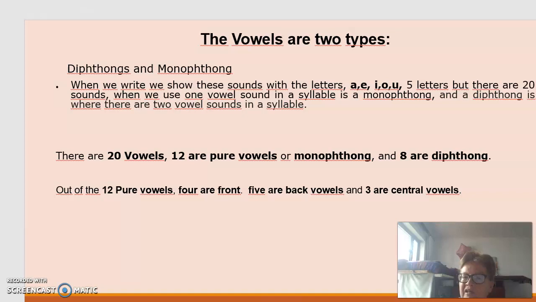When we use one vowel sound in a syllable, it's called a monophthong, and when there are 2 vowel sounds, they are called a diphthong. So there are 20 vowels, 12 are pure vowels or monophthongs, and 8 are diphthongs. Out of the 12 pure vowels, 4 are front, 5 vowels are back, and 3 vowels are central. Let's see them now.